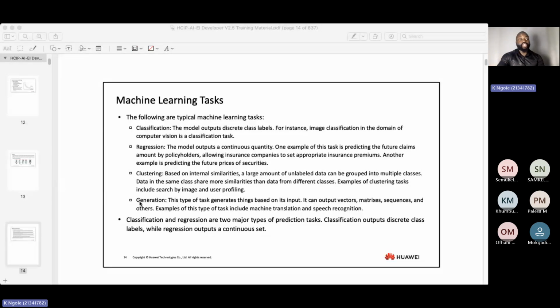And now we also have one of the problems that is really growing nowadays, which is generation. Generation is the type of task where you generate things based on an input. Today we can actually create a video by giving a certain text. You know what we do today with ChatGPT. ChatGPT is one of the AIs that is doing a generation task. You can say to ChatGPT, please write for me an email. Please do this for me. You understand? So these are the generative AIs.